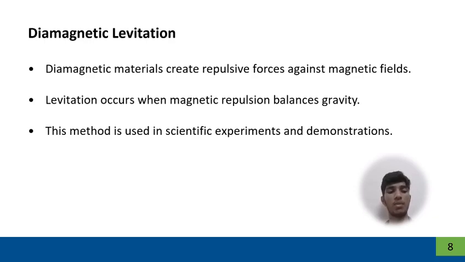Diamagnetic materials like bismuth or graphite naturally repel magnetic fields. If the magnetic repulsion becomes equal to the gravitational force, the object floats. This method is often used in science experiments, mini levitating devices, and classroom demonstrations. It is safe and does not require electricity.